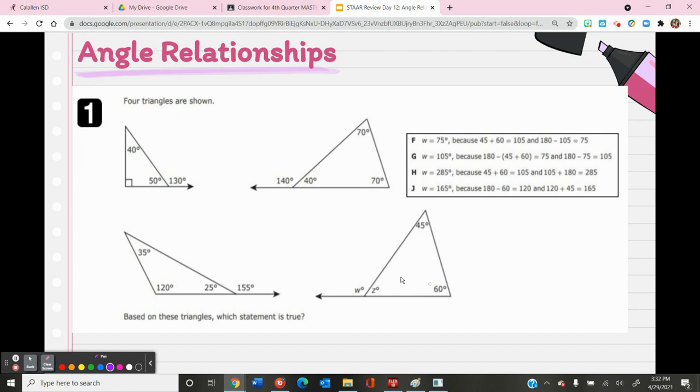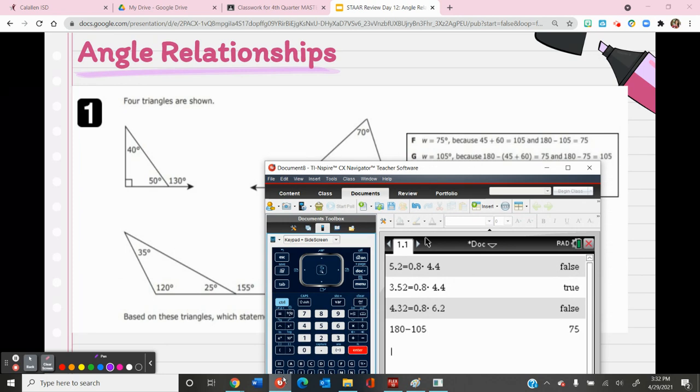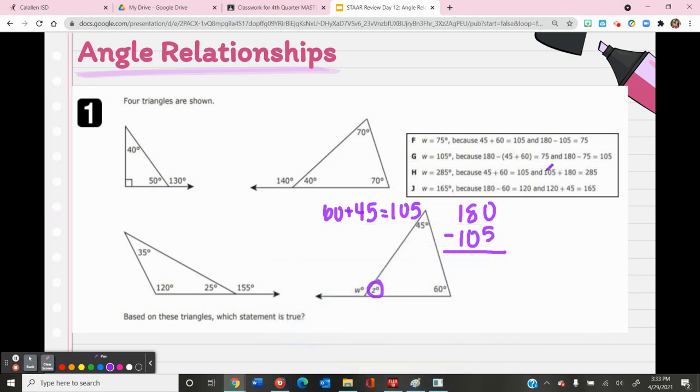So when I look at this last one, first, before I can find W, I have to find Z. So to find Z, I know that all of my angle measurements add up to equal 180 degrees. So since I know 2 sides, I can add these 2 sides together. So 60 plus 45, and this equals 105. And I'm going to take this number and subtract it from 180 to get Z. So 180 minus 105 equals 75 degrees.